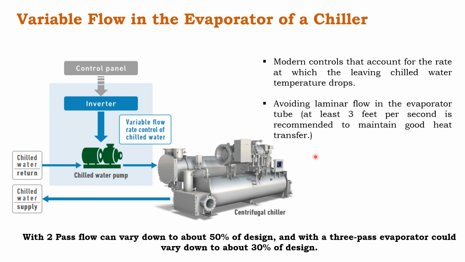So with 2-pass or 3-pass selections, what kind of variability I can get, I also need to check with the chiller supplier. Taking into consideration a 2-pass system, I can go up to 50% of the designed flow in the variable flow application. Vis-a-vis for a 3-pass evaporator, I can go even up to 30% of the design conditions. So I need to make a choice. I need to select a 2-pass or a 3-pass evaporator for my application based on the variability of the load.